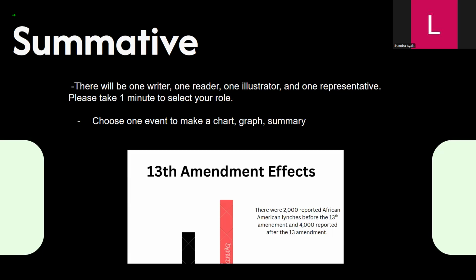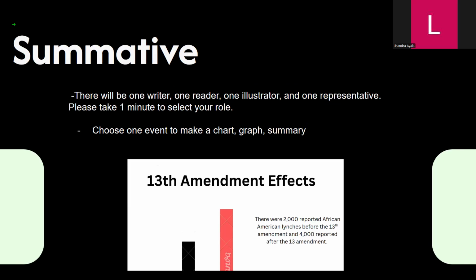And we could see that effect using the internet or the textbook. There is a graph seen here, the pink and the black, showing how it doubled.